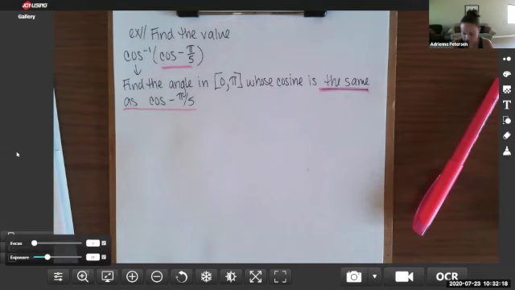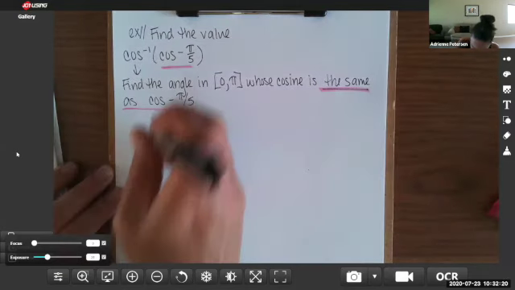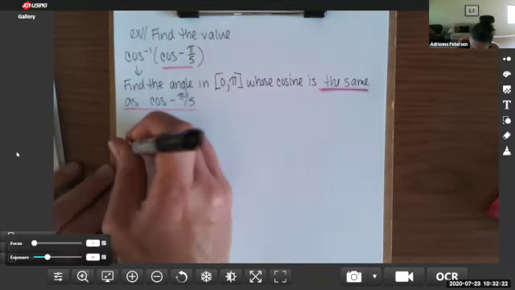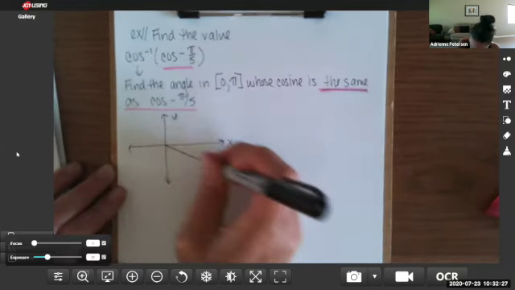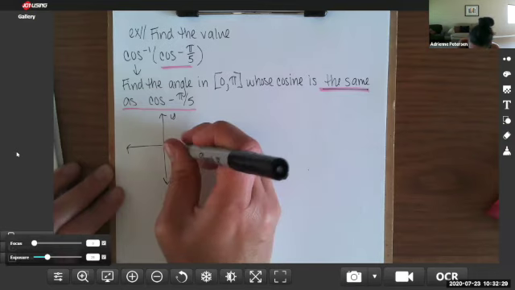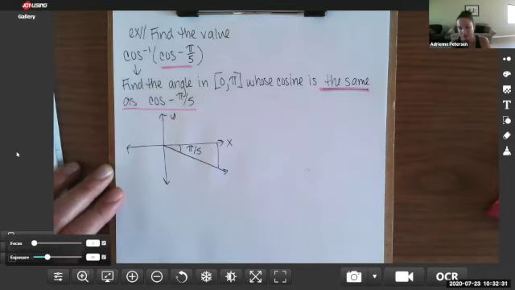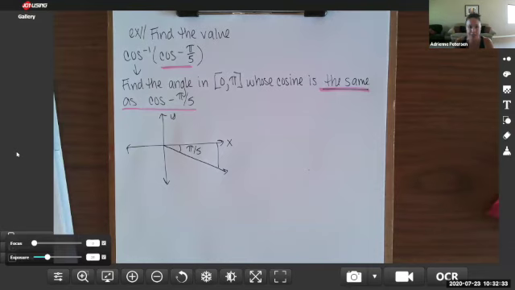Okay, so let's draw a picture. First, we'll start with cosine of negative pi over 5. So measuring in the negative direction, negative pi over 5 looks something like this. Here, my reference angle, I'm going to list it as pi over 5. We know this is negative because we're going in the negative direction.